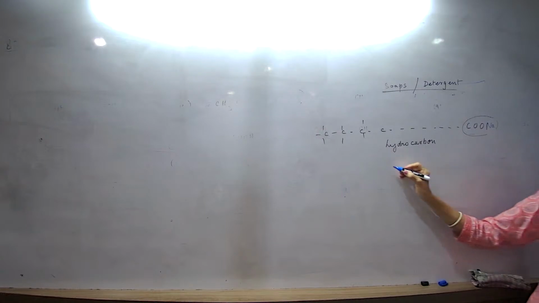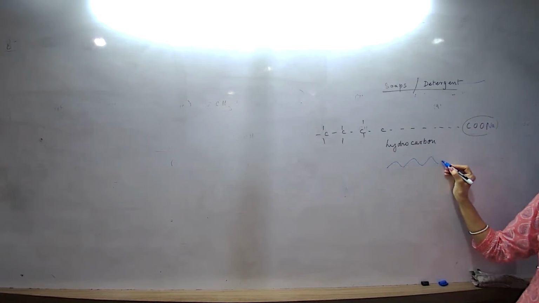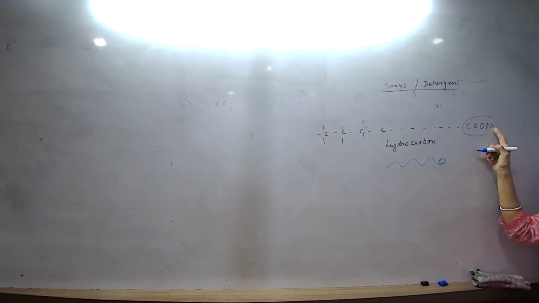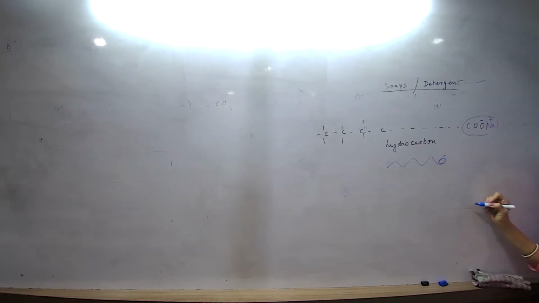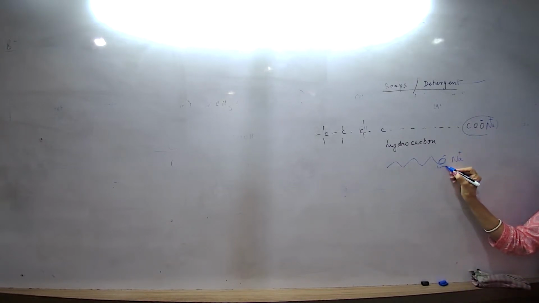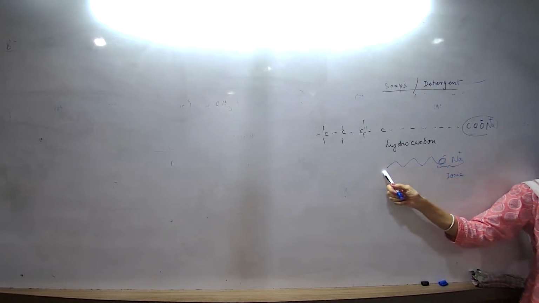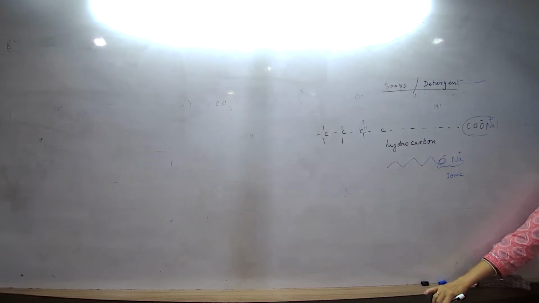So how does it actually look? It looks something like this with a head here. If this is removed, this is your positive and this is your negative. So you have your Na plus here. This part of it is ionic. Did you make out why it is ionic? Because it has a charge, whereas the hydrocarbon tail does not have any charge.